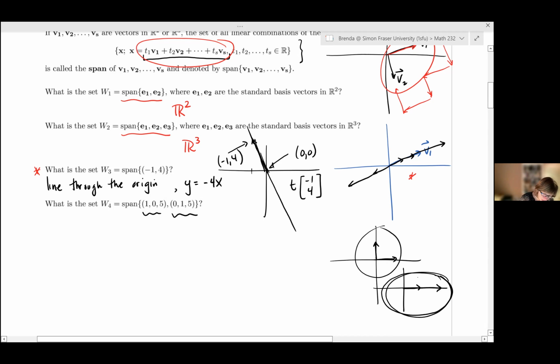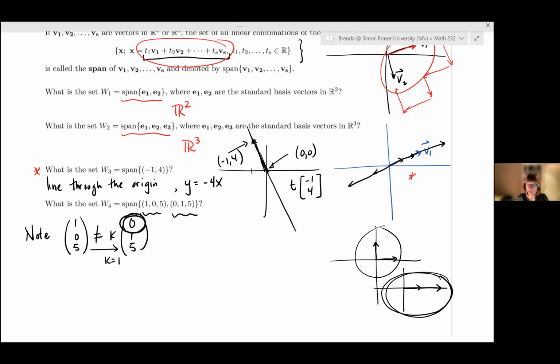So the first thing to note is we want to take a quick look, and we note that (1, 0, 5) is not equal to some number k times (0, 1, 5). How can we tell that? Well, if that was going to be true, for this one to be true, k would have to be equal to 1. And if k was equal to 1, that wouldn't happen. So we know for sure one is not a multiple of the other. Okay, so that's important.